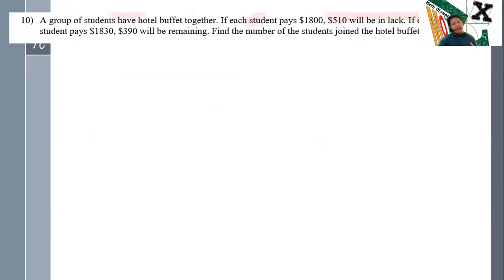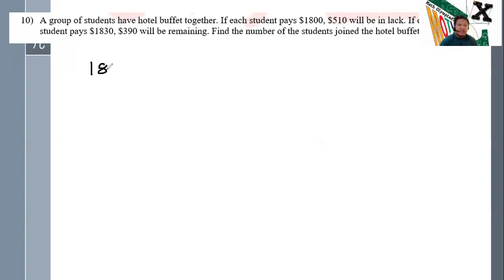A group of 10 students goes to the hotel buffet together. If each student pays $180, then $510 will be left over. If each student pays $1,830, then $330 will be remaining. So basically for this one, it's a little bit of algebra.